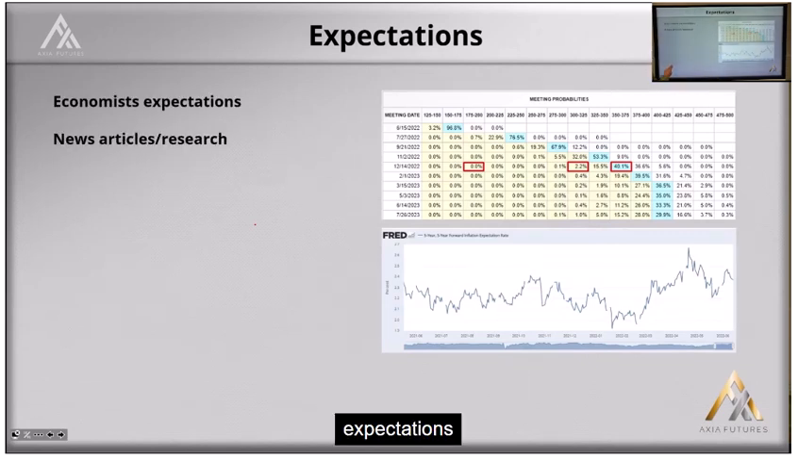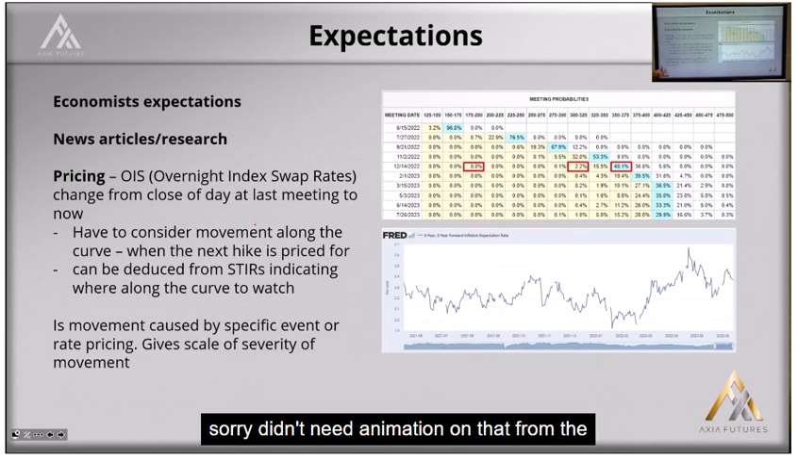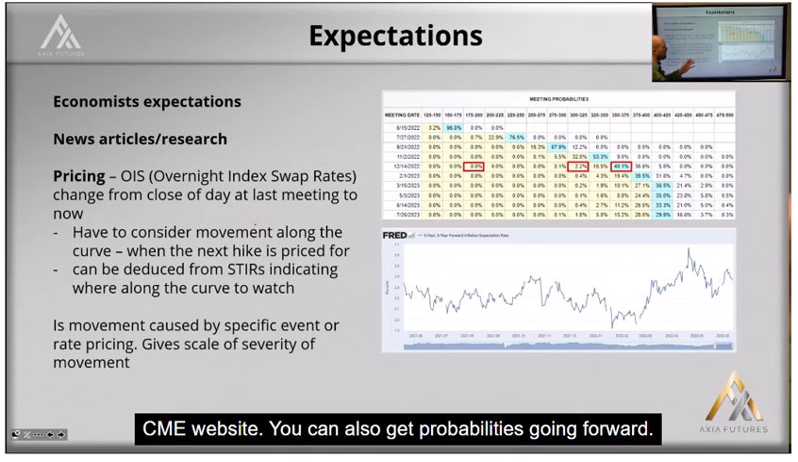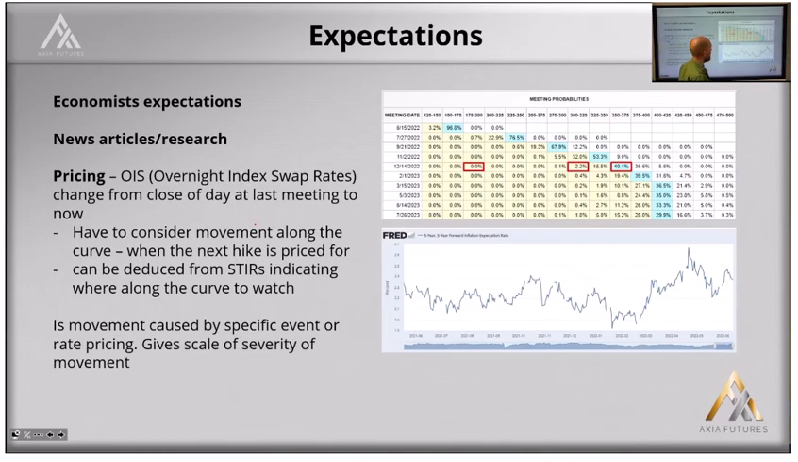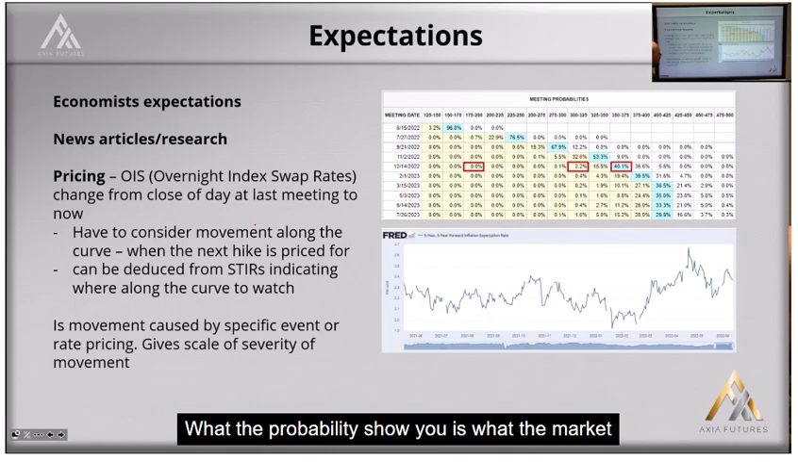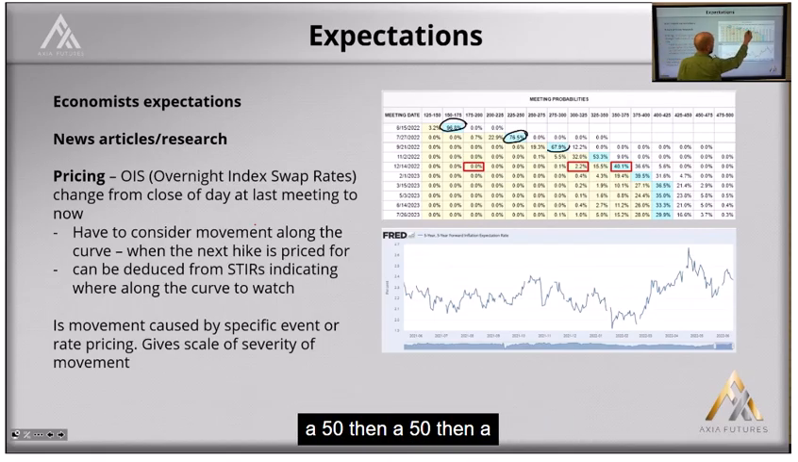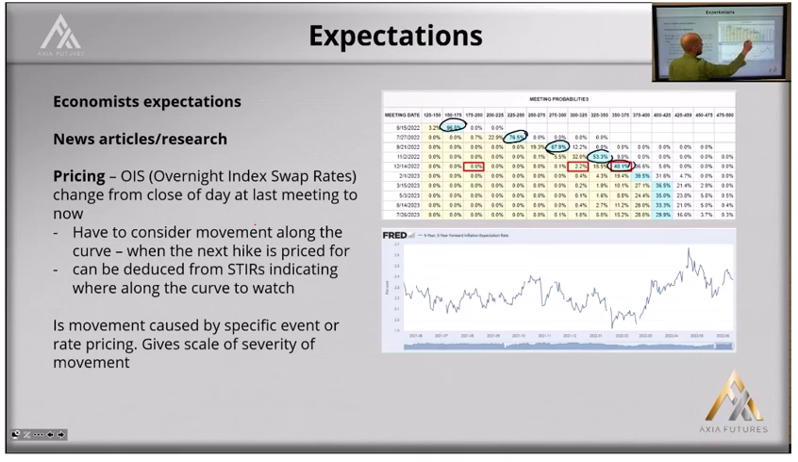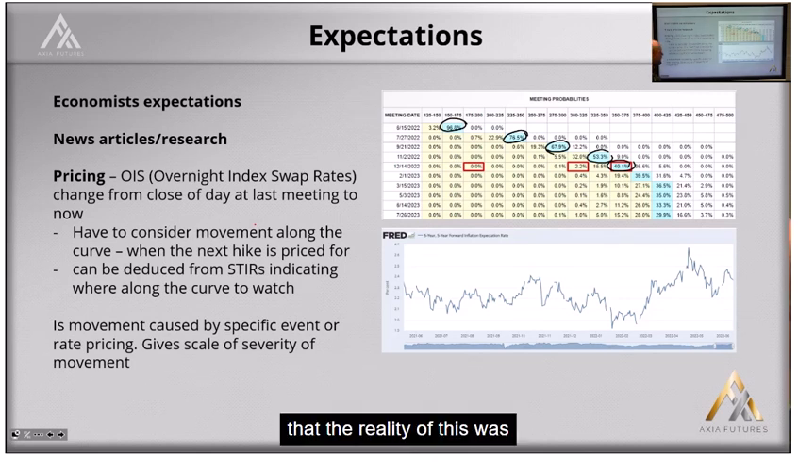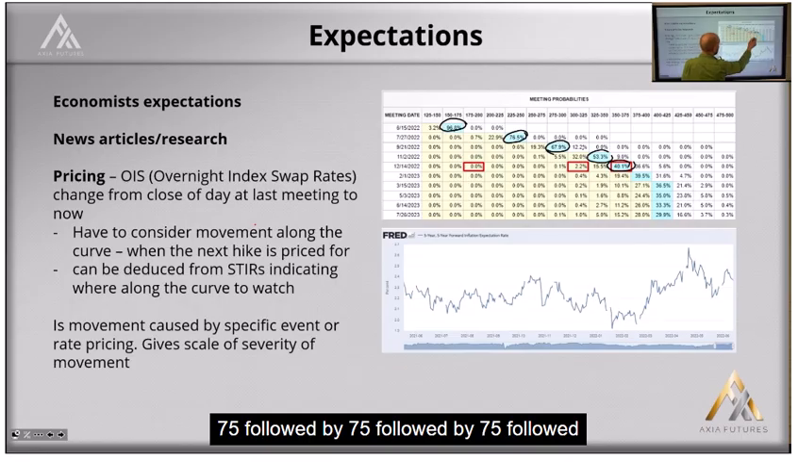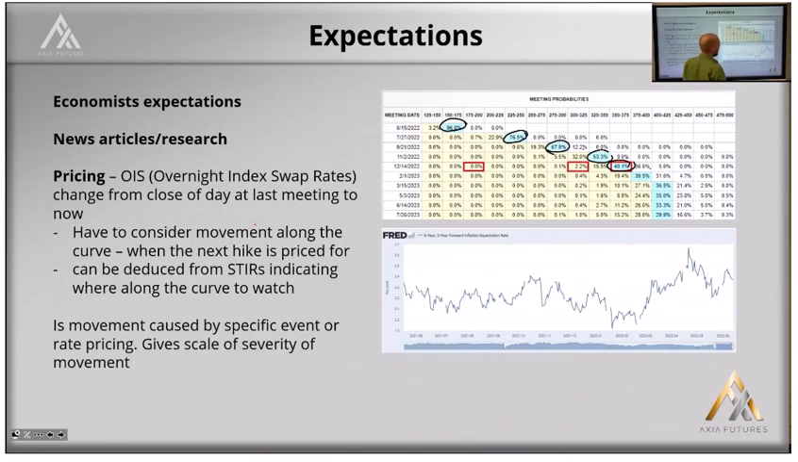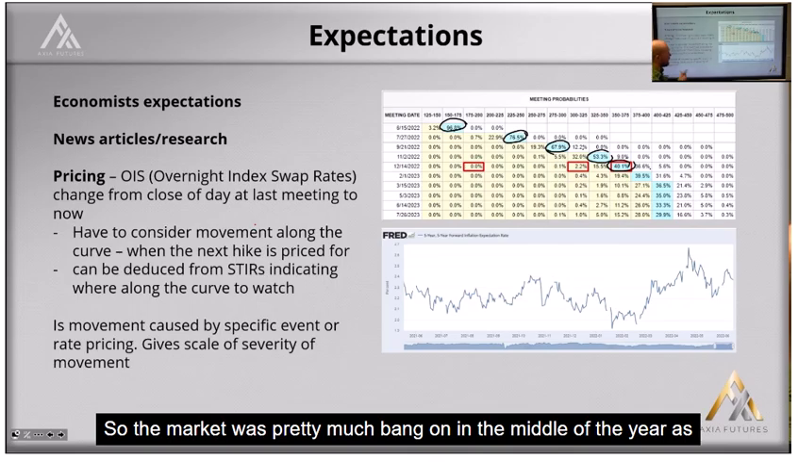So, expectations and pricing. Sorry, didn't need animation on that. From the CME website, you can also get probabilities going forward. What the probabilities show you is what the market thinks rates will be at certain meetings going forward. So for this one, they're looking at a 75 basis point hike, followed by another 75, then a 50, then a 50, then a 25. We know, in fact, that the reality of this was, by the end of 2022, that it was 75, followed by 75, followed by 75, followed by 50, followed by 25. So the market was pretty much bang on in the middle of the year as to where rates would get to.